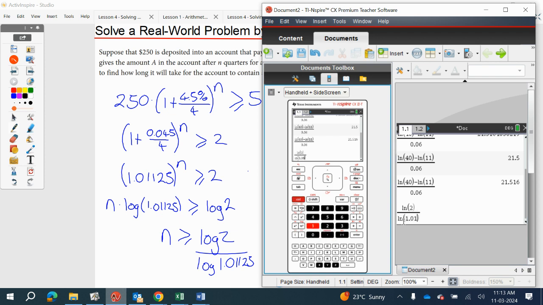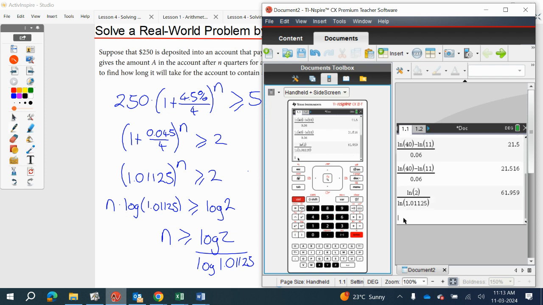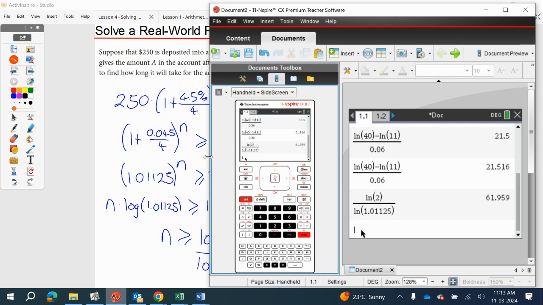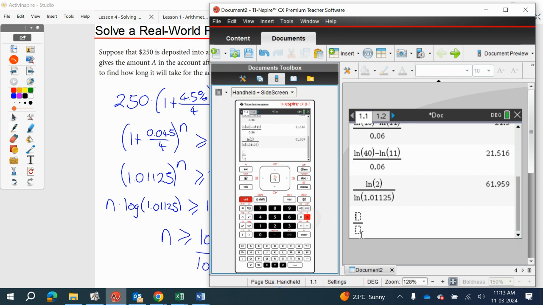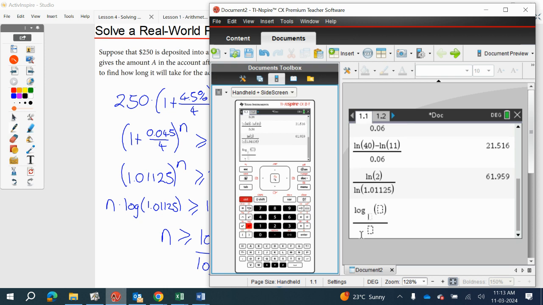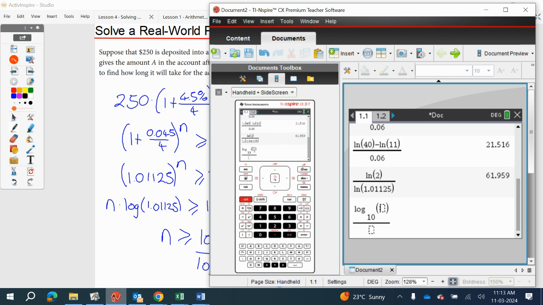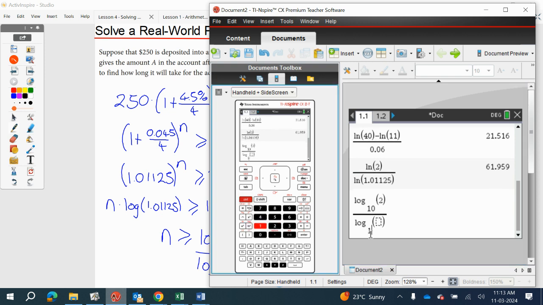Wait, how can you use ln if it's for log? That's log in any base. I'll show you. So Jonathan asked me a question: you've switched to natural logarithms, why did you do that? Mostly because I know how to operate my calculator and I'm lazy. If I do log in base 10 on this calculator, I've got to type in the base, so it makes me type more. But how does it work if it's the log base 10? Change the base. It's a ratio.